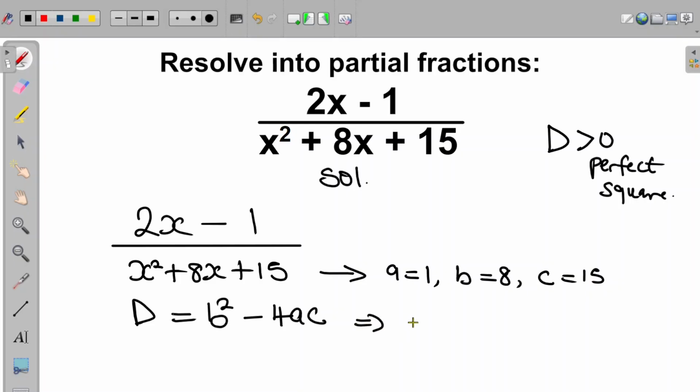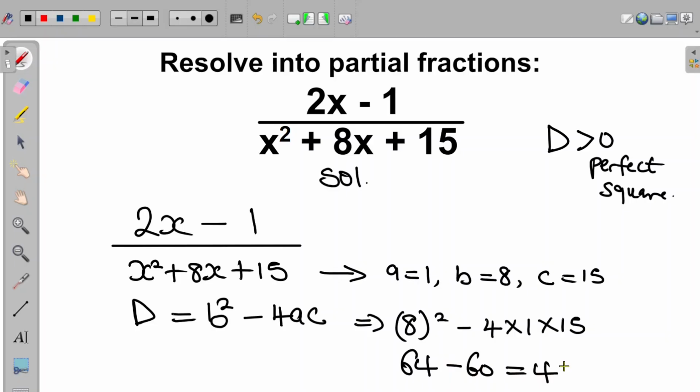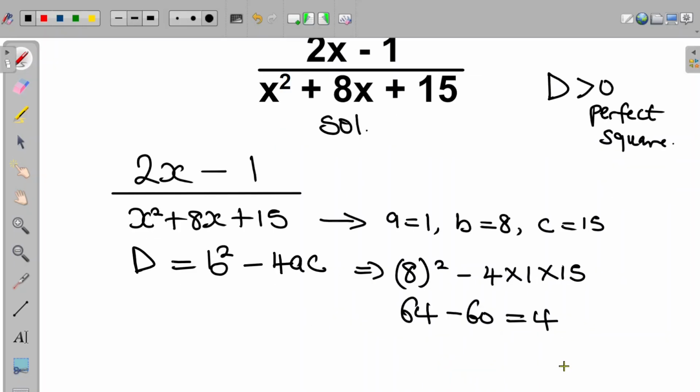So this becomes 8 squared minus 4 times 1 times 15. 8 squared is 64. 4 times 1 is 4. 4 times 15 is 60. So we have 64 minus 60, which is equal to 4. Thus, since 4 is a perfect square and 4 is greater than 0, our quadratic expression is factorizable.